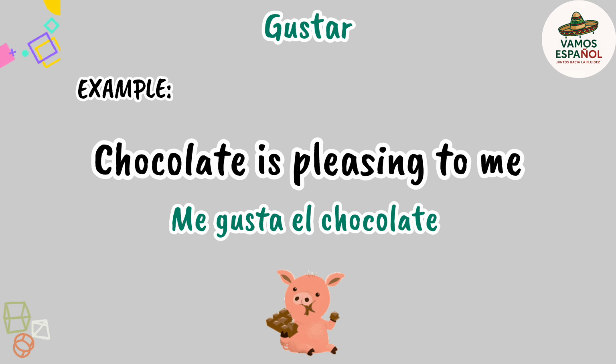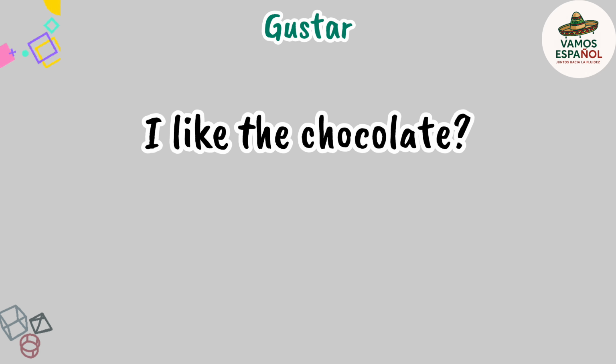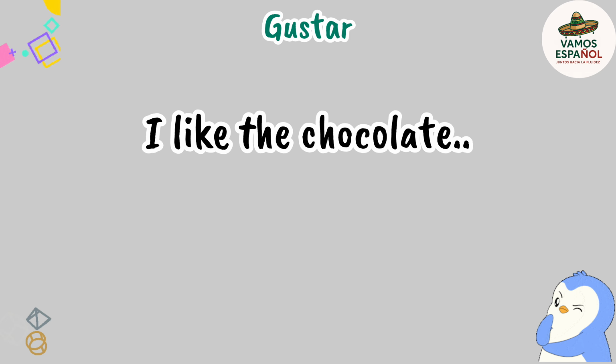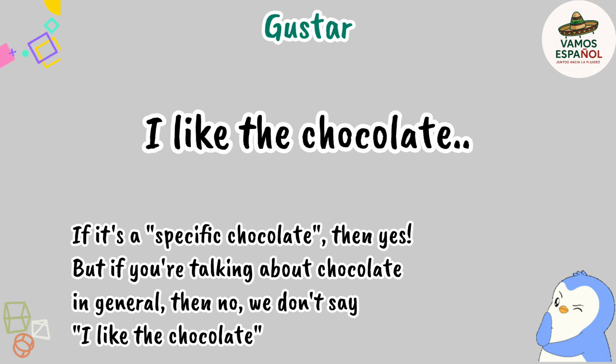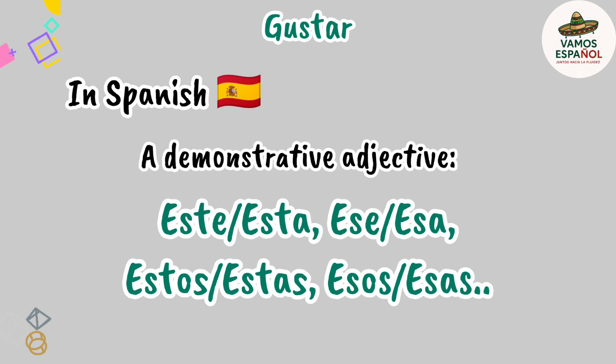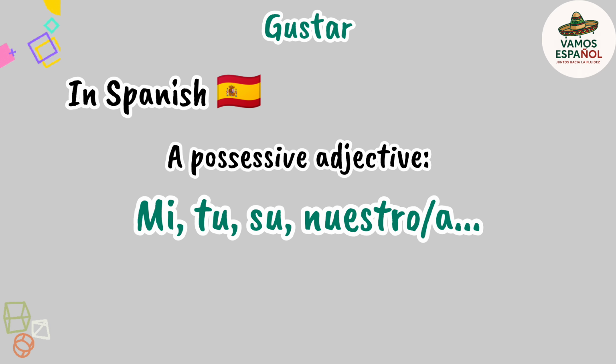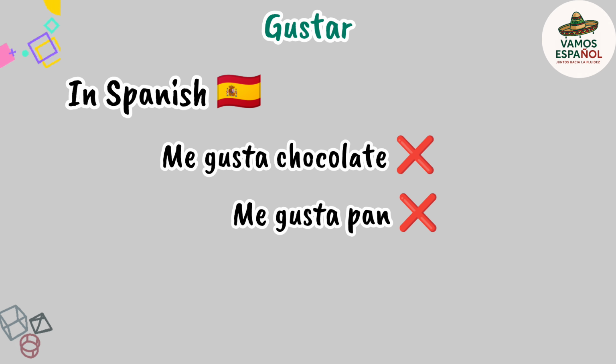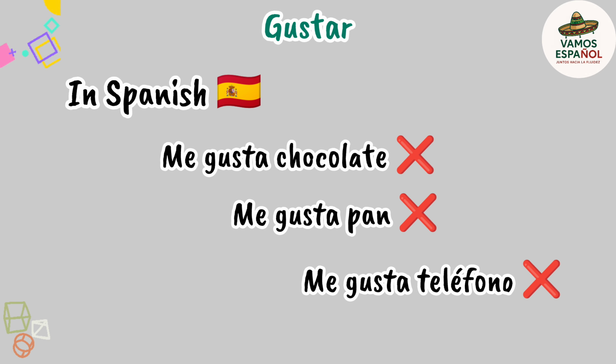Well done. Now you see that el before chocolate, we don't have that in English because we don't say "I like the chocolate." Well, we do say "I like the chocolate" if you're talking about a specific chocolate, not a chocolate in general. But in Spanish, we always need to add an article, a demonstrative adjective, or a possessive adjective before the noun. It would be weird if we just said something like me gusta chocolate, me gusta pan, or me gusta teléfono. Let's take more examples.